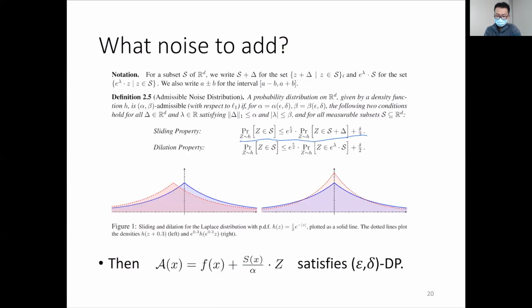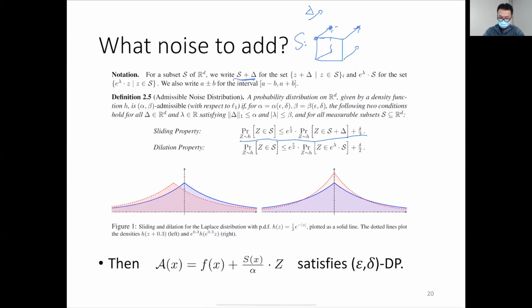You should be somewhat familiar with this already from the epsilon-delta differential privacy definition. But before that, let me formalize what I mean by adding a particular vector to a set. We use this notation to denote that we're translating every single element within this set. Let's say that S is a box, and this is our delta. What this does is take every point here and move it towards this direction.